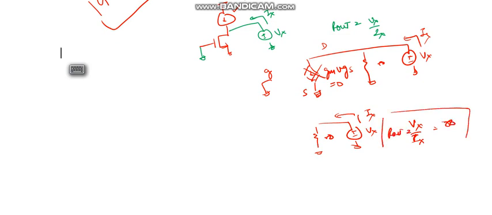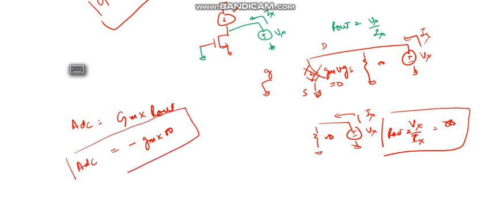So Vx upon Ix equals R out. Okay, so the ADC gain is given by Gm into R out, which is given by minus Gm into ro. So this is ADC for the common source configuration.